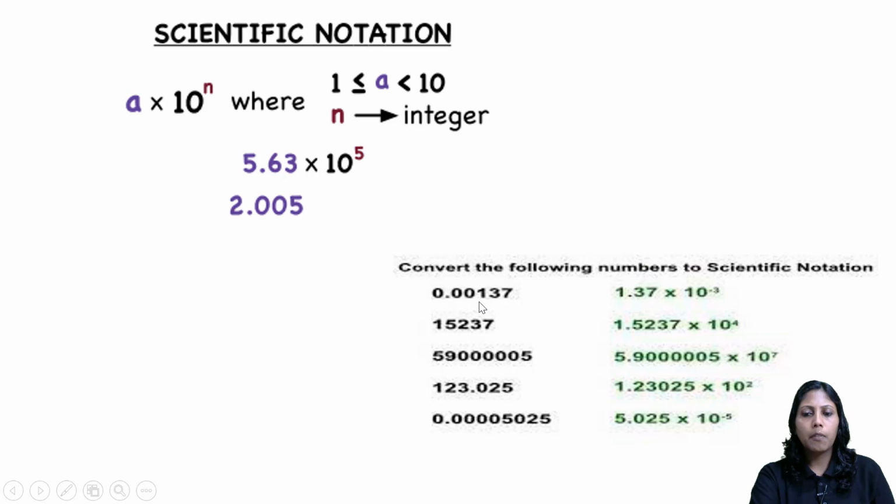Okay, so we can make it 1.37. So 1 point, you know the decimal has to be shifted 3 places. So that's the reason we wrote 10 to the power minus 3. I hope it is all clear. Maybe you have done it in maths, so we just revised that concept.